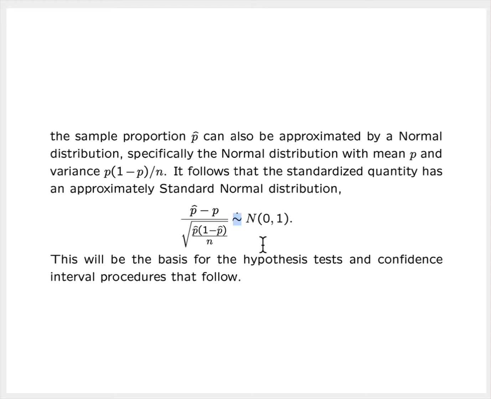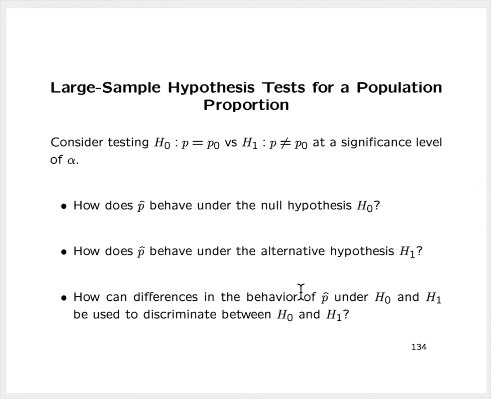This is the approximate sampling distribution of this expression, this random variable, and it should be a pretty good approximation for large samples. So again, this is going to be the basis for hypothesis testing and confidence intervals that we'll be looking at.